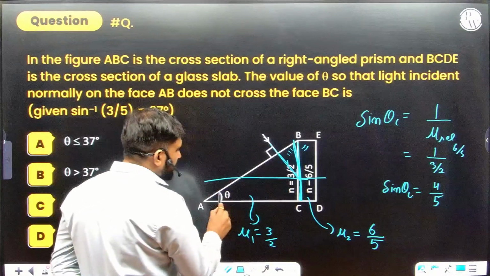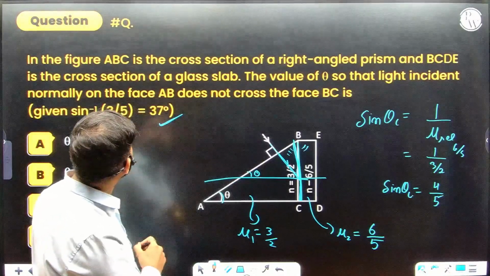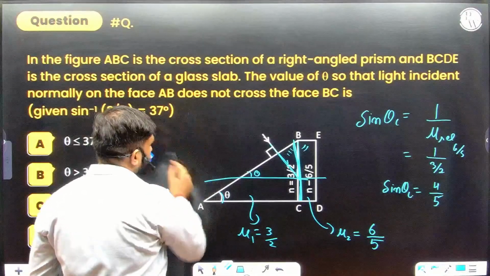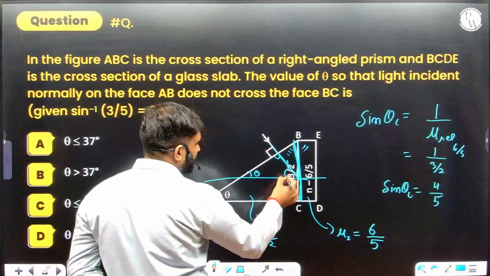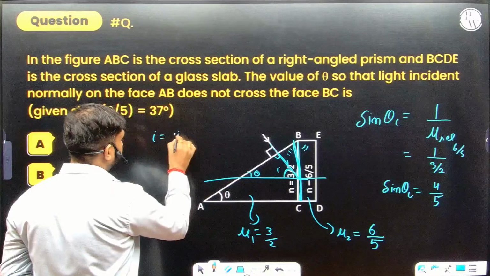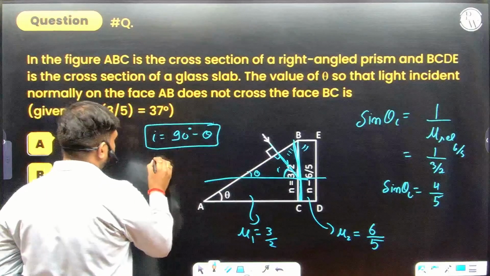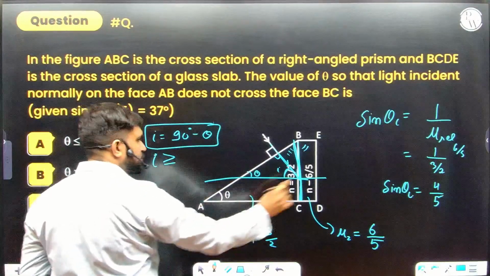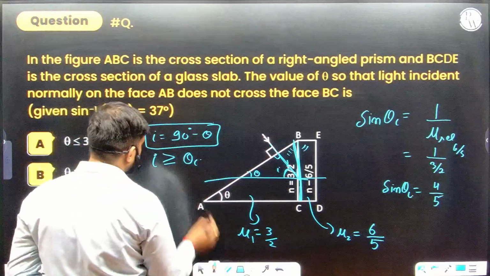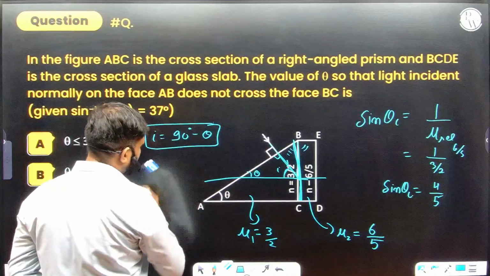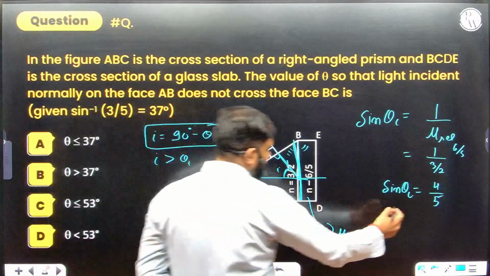See here, the angle of the prism was theta. No, sorry, they are asking you what's the angle, so let's say it is theta only, some angle theta. This is 90, so what will be this angle of incidence? Angle of incidence will be 90 minus theta. Now what I need to write is that this angle should be greater than or equal to theta c. It should be greater than theta c, otherwise it will pass through the face. Theta c I found to be 53.